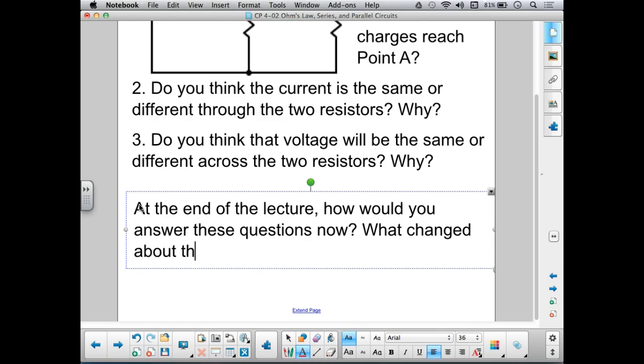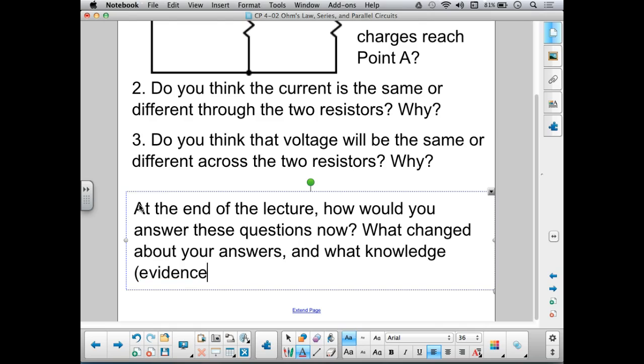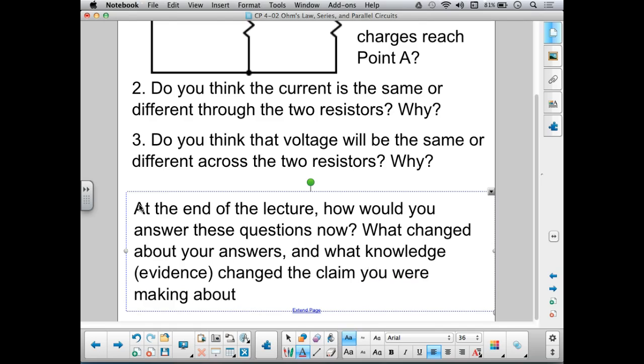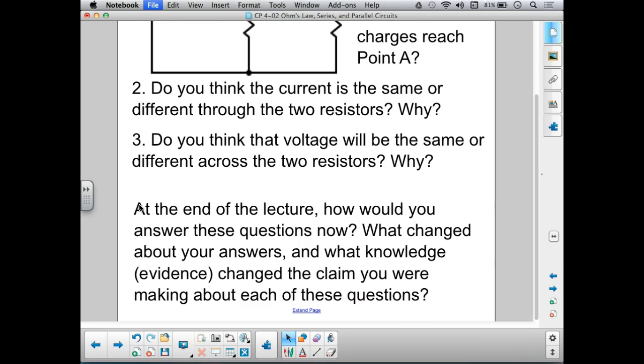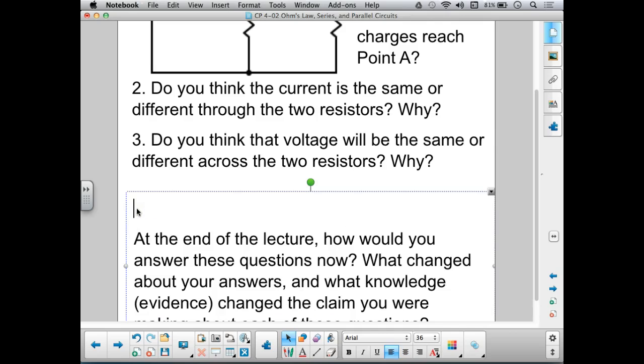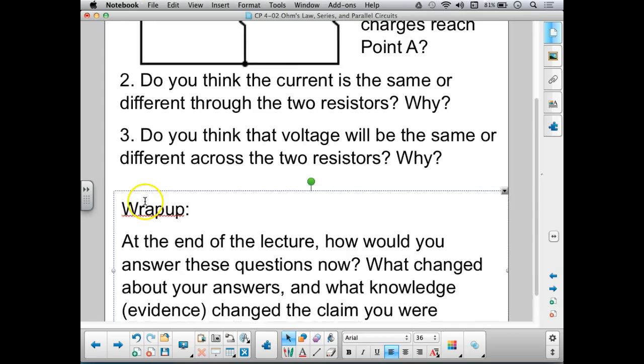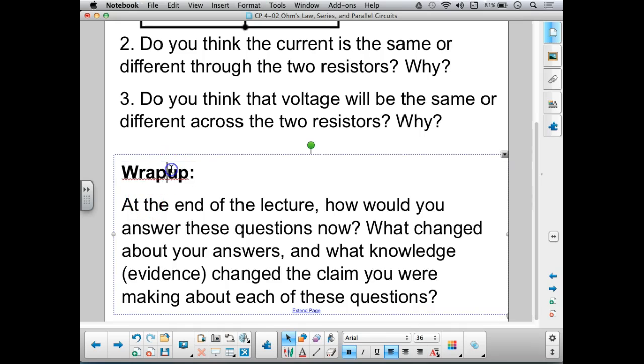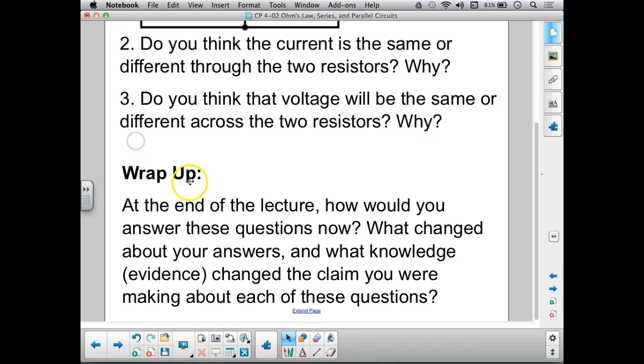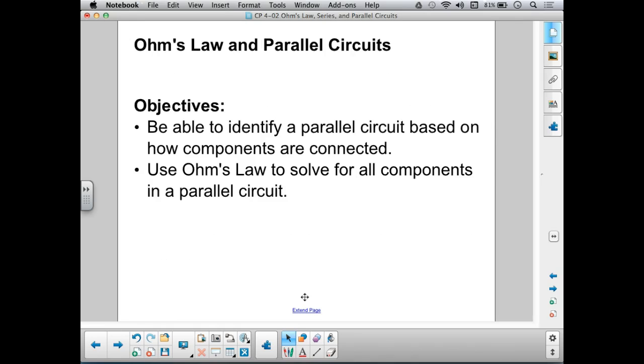What changed about your answers, and what knowledge, which in science class we're calling evidence, changed the claim you were making about each of these questions? Okay, so add these at the end of the lecture as a sort of wrap-up. Make that 2 words, wrap-up, so that you can think about what you've learned in this lecture and make sure that we consider all of its implications.